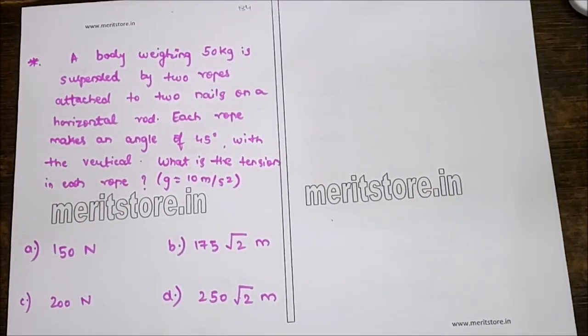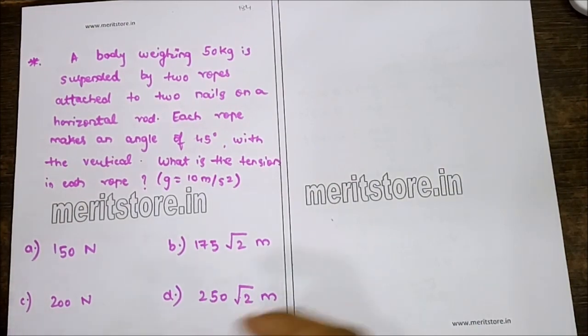A body weighing 50 kg is suspended by two ropes attached to two nails on a horizontal rod. Each rope makes an angle of 45 degree with the vertical. What is the tension in each rope? The options are 150 Newton, 75 root 2 Newtons, 200 Newtons, and 250 root 2 Newtons.